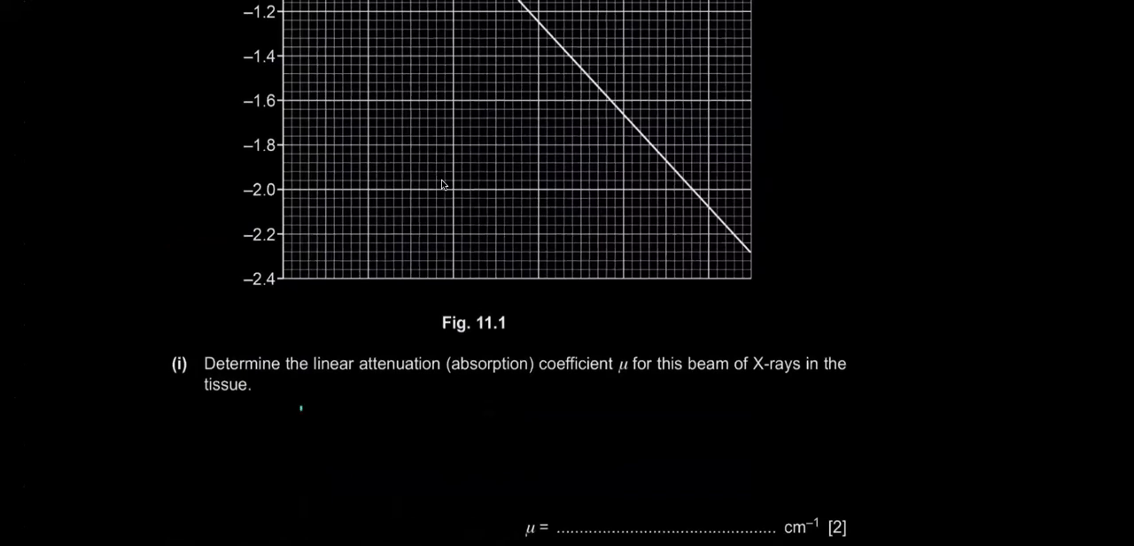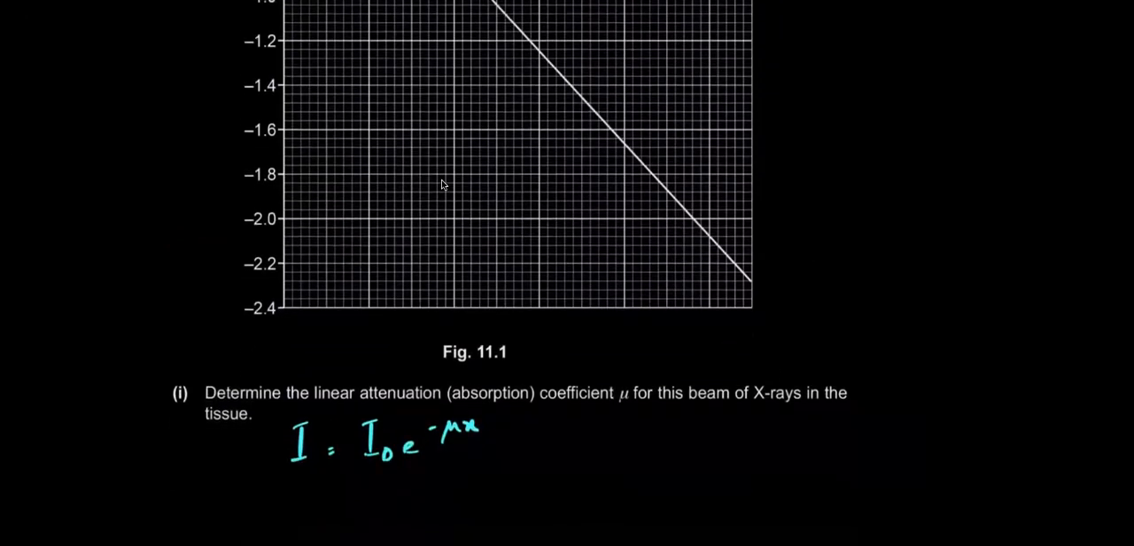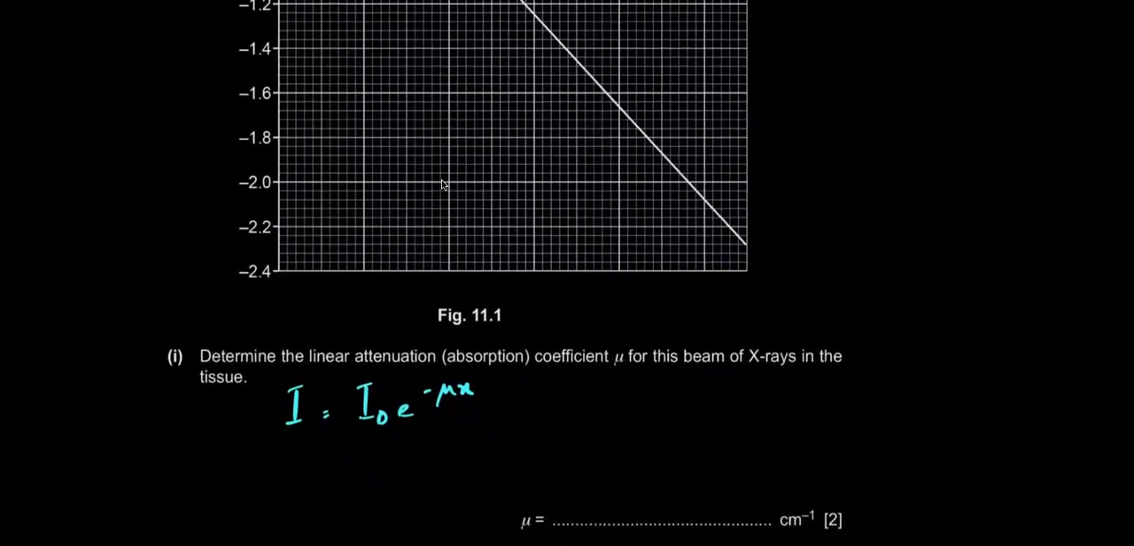So we know that the intensity at any point is given by this equation. I know that there is some sort of an ln here. So here I have ln I upon I naught, and I can see from this equation that that is relatively easy to get. If I simply divide by I naught here and take ln on both sides, this would become ln I upon I naught equals ln e to the negative mu x, which is simply negative mu x.